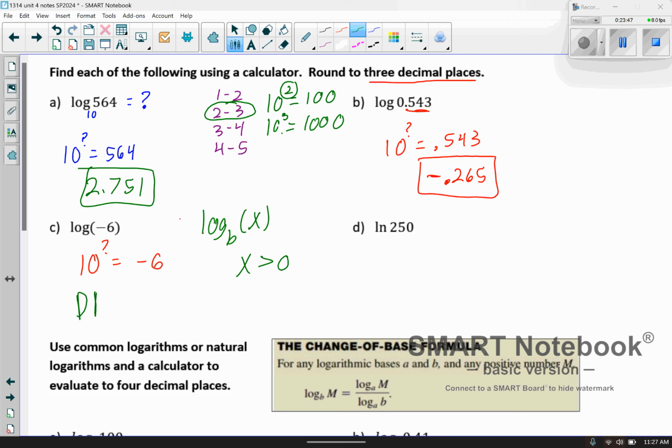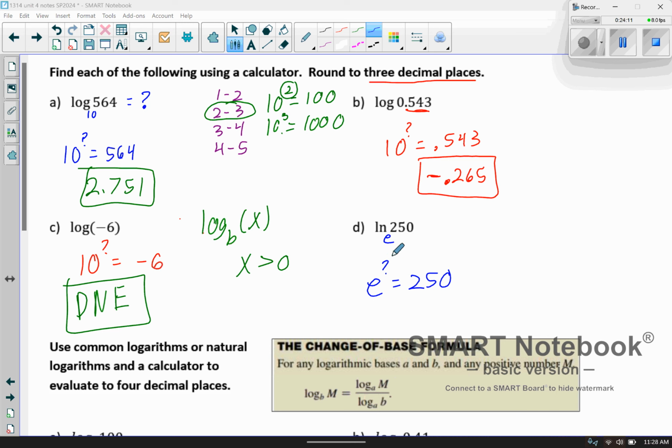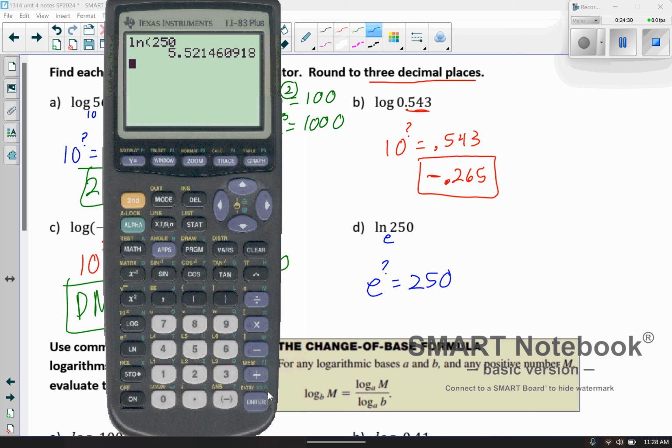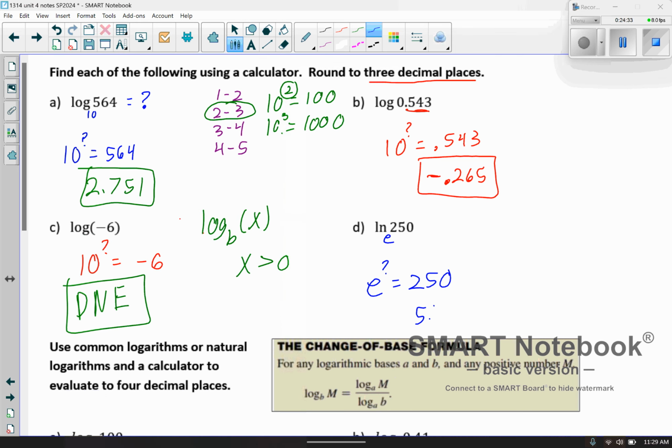All right, so I got one more here where we're going to do the natural log. And so the difference is it's a base e. So e to what power is going to give us 250? So if you remember, e is around 2.7, so kind of close to 3. So our answer is probably going to be around 4 or 5, something like that. Let's go ahead and plug that in the calculator and see what we get. So this time, you want to use the LN button right here. And then let's see, 250. So 5.521 is what we get there.